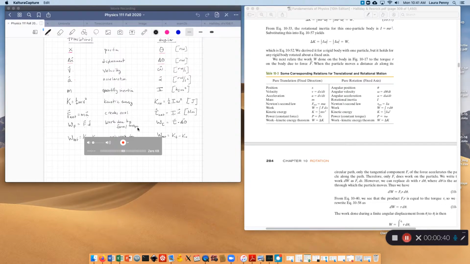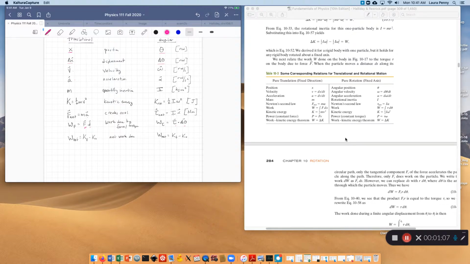Work done by a force or a torque. Work done by a constant force is just the force dotted with the displacement. And here we have a torque dotted with the angular displacement. Again, the analogous component to force, which is torque, and the analogous component to displacement, which is delta theta.